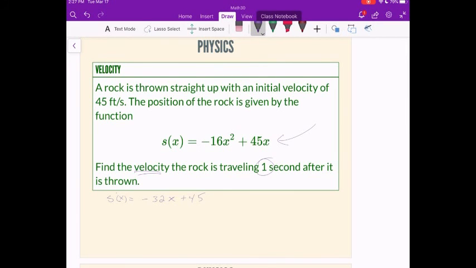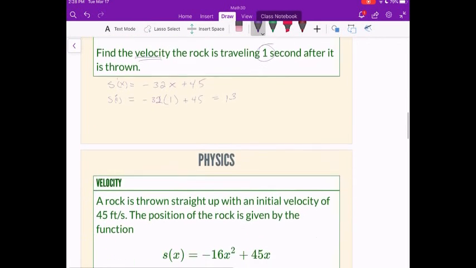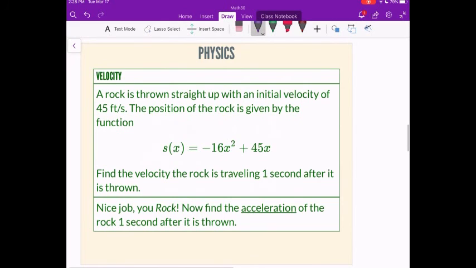We get this. But what we really want is what is that speed, that velocity at 1 second. So I really want to figure out what is s prime of 1. So I just plug 1 into x, and that tells me that the velocity is 13 feet per second. All right, nice job, you rock.